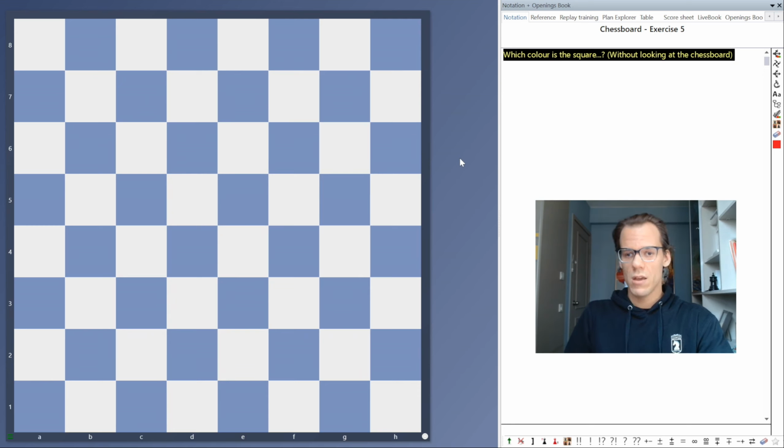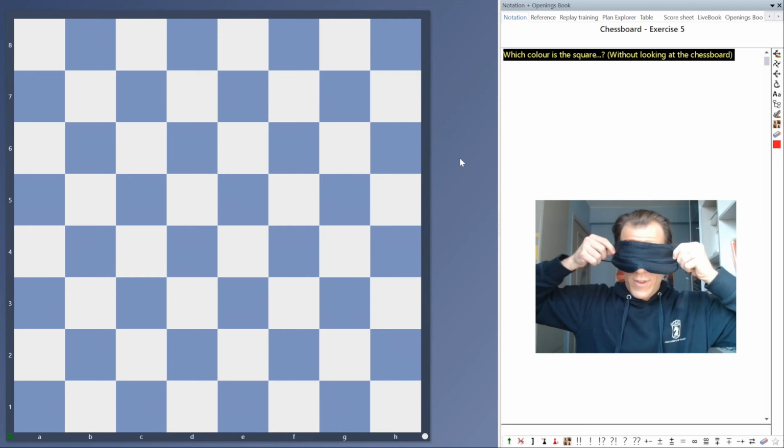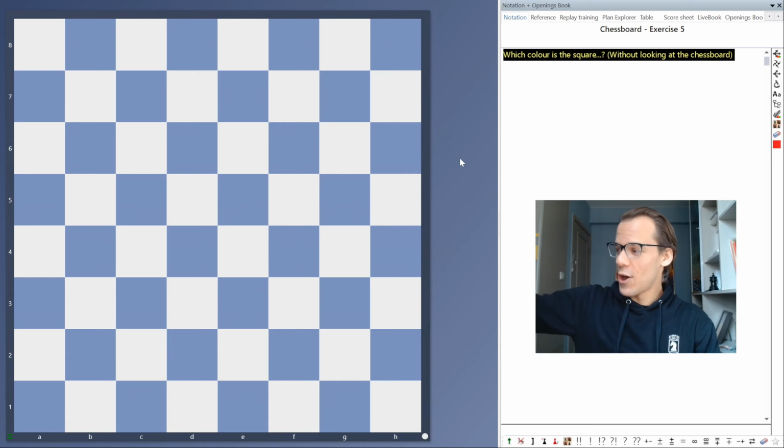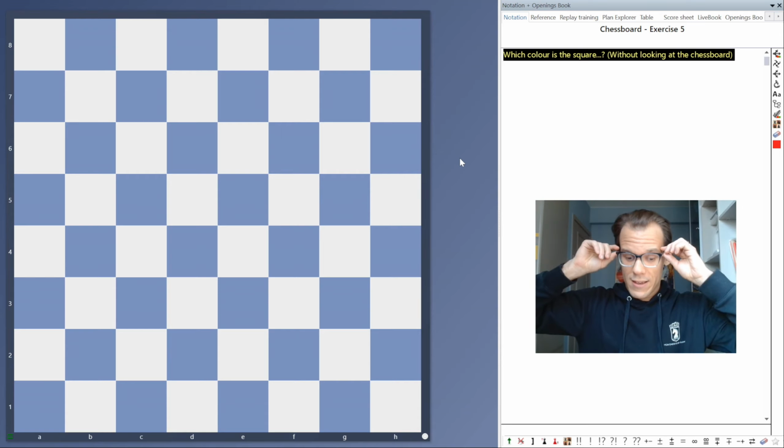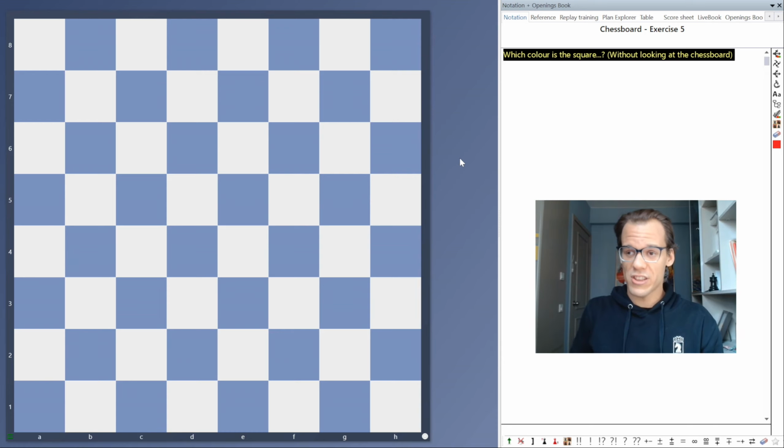Next, which color is a certain square, but this time without looking at the chessboard. So this is quite a fun and actually very difficult exercise that my dad always loved to give to us. I still remember when I was young, and I was very bad at this, and I'm still bad at this to this day. So this can be quite tricky.